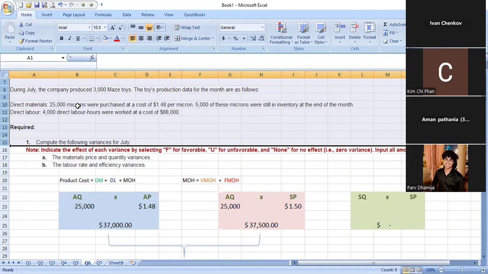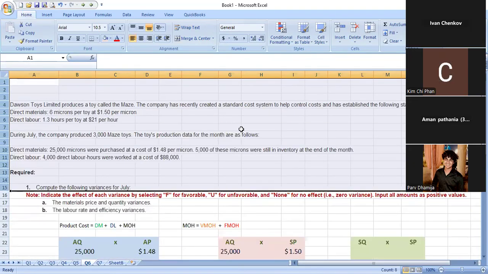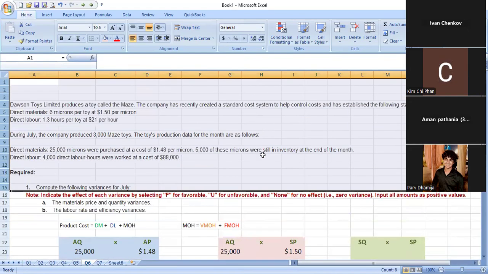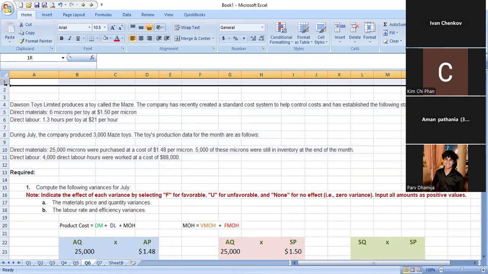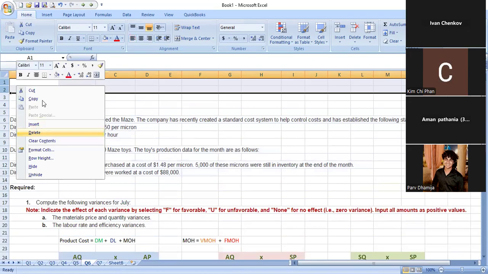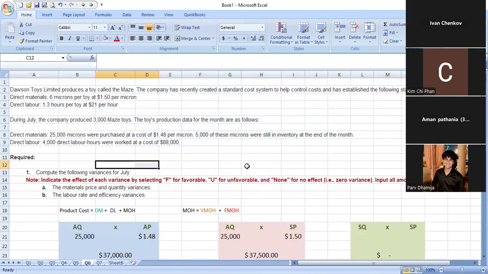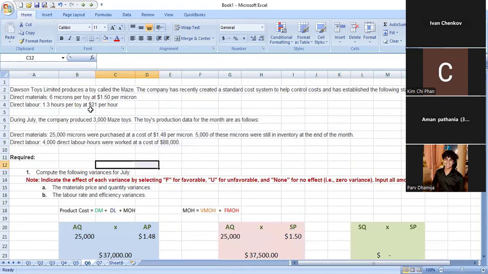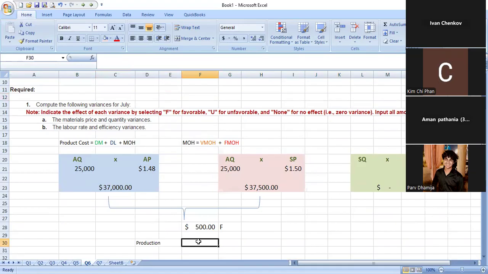So let's stay with our maze here. Good catch. Let's keep going with these variances. Are you getting comfortable with the variances? Yes. Okay, so let's keep going. Now our production was 3,000.